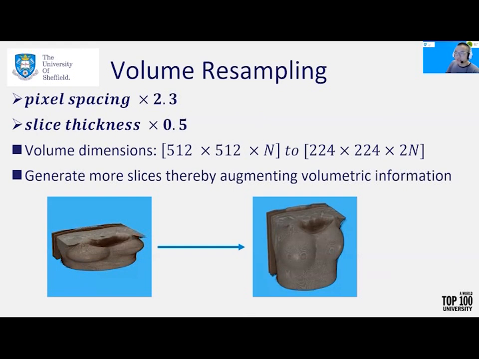It should be noted that this step aims to generate more slices, thereby augmenting the spatial information of the data. As illustrated in this figure, you can see that the volume became more volumetric and more solid after the resampling process.